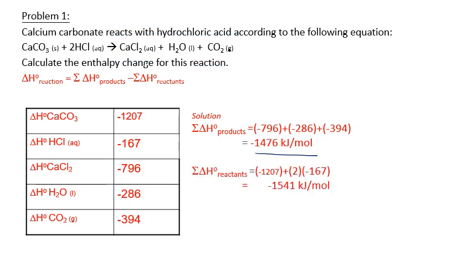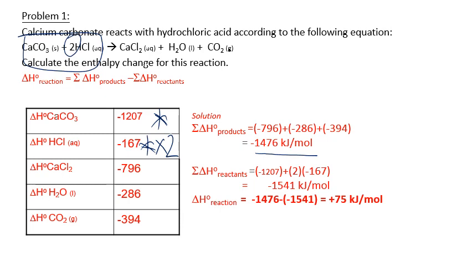Then the sum of the standard change in enthalpy of the reactants, quite a mouthful, is going to be looking at this calcium carbonate. Here we go. And hydrochloric acid. Now times that by 2, of course, because you have 2 hydrochloric acid molecules. That will give you minus 1541 kilojoules per mole. So then we just use the equation, you subtract the products from the reactants, and you get plus 75 kilojoules per mole. So that is the standard change in enthalpy of the reaction of calcium carbonate reacting with hydrochloric acid.